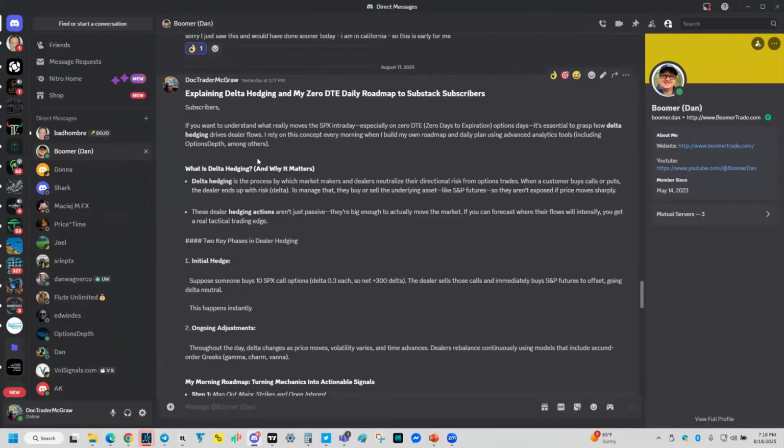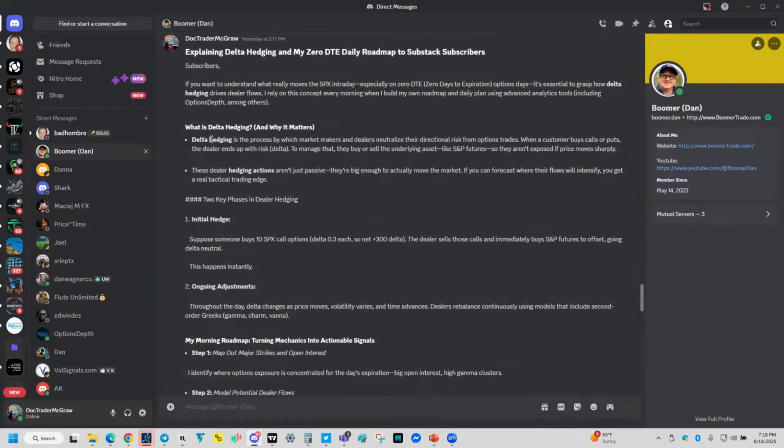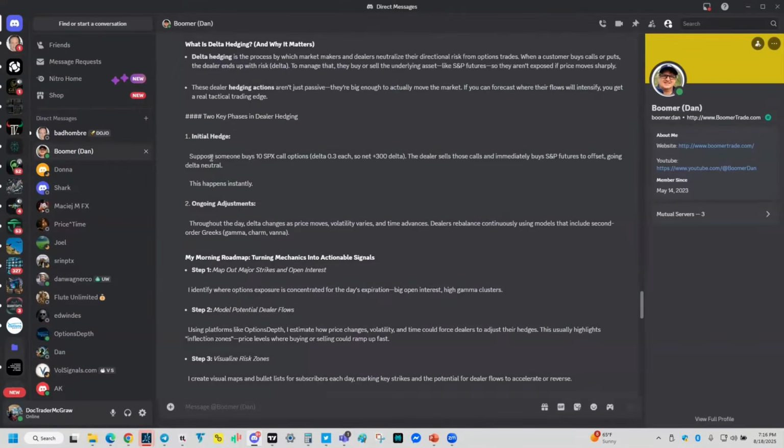So it starts off with delta hedging. When somebody makes a trade, like it says here, suppose somebody buys 10 SPX calls, 30 delta each. That means they're buying 30 delta times 10, they're buying 300 delta. The dealer sells those calls to you, then immediately buys S&P futures to offset that delta.